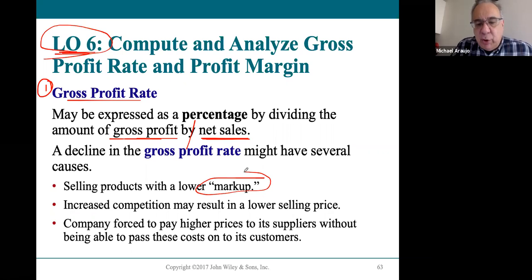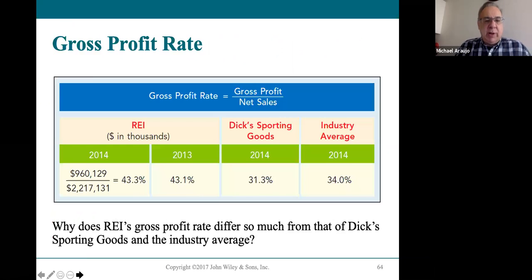A lot of people would use the term markup to indicate margin as well, or gross profit rate. So it's a very simple formula: gross profit divided by net sales. Okay, that's the gross profit rate.